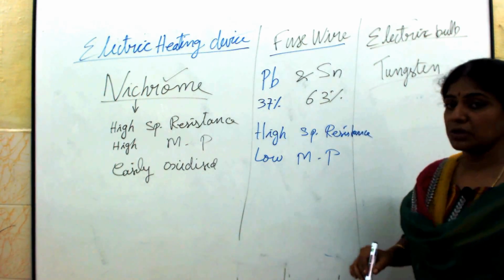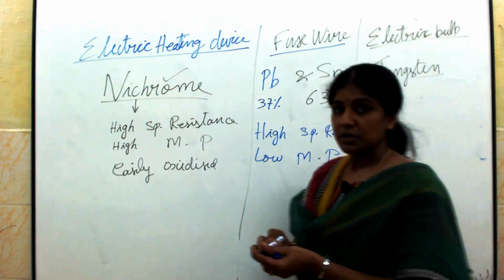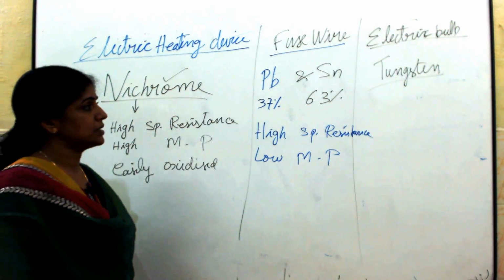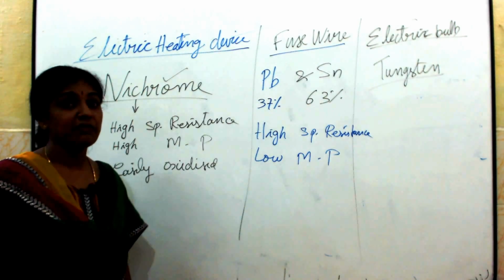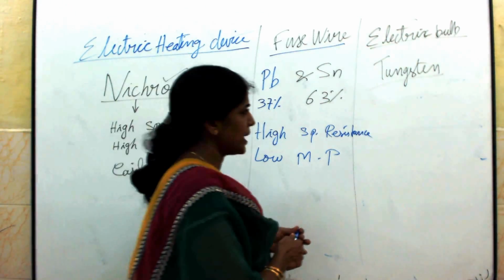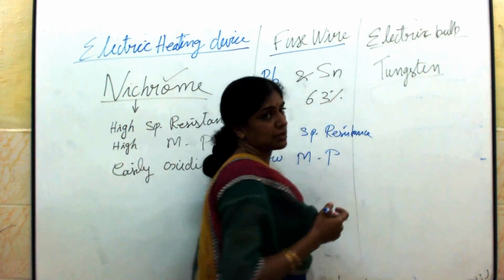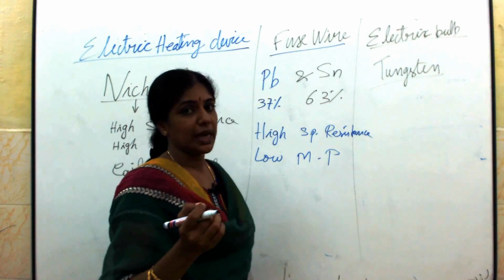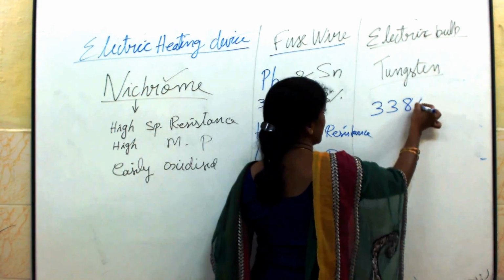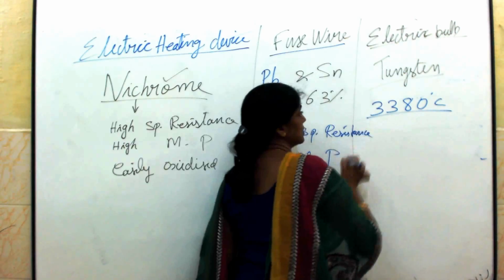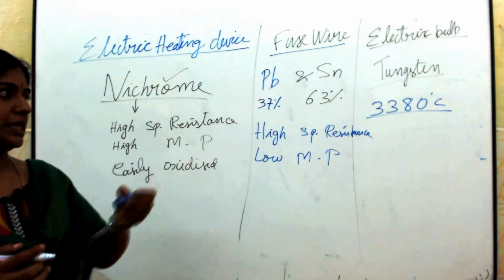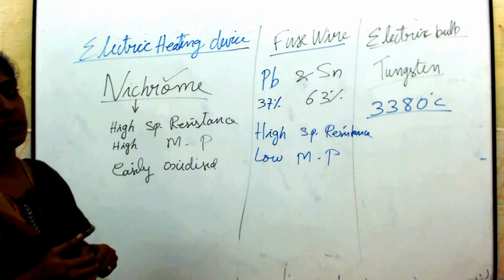Here, this is the filament we are using in the electric bulb. In all electric bulbs we use tungsten as the heating element. Why? Because it has a very high melting point. That is the main property of tungsten, which is used as a filament. The melting point of tungsten is 3380 degrees Celsius.